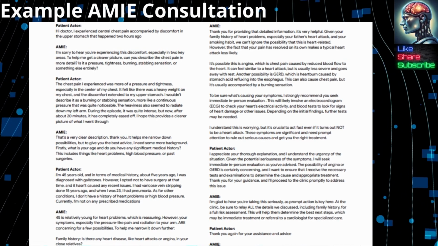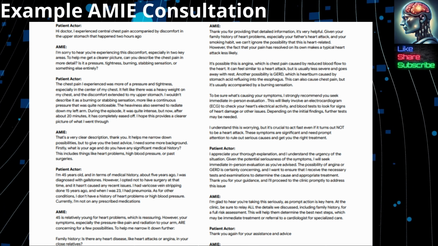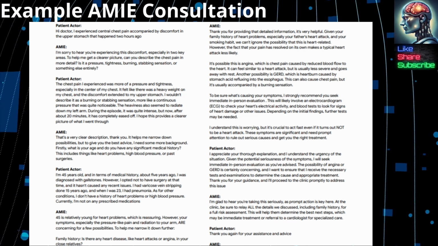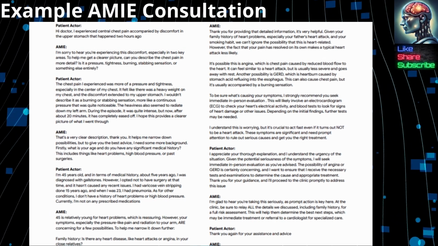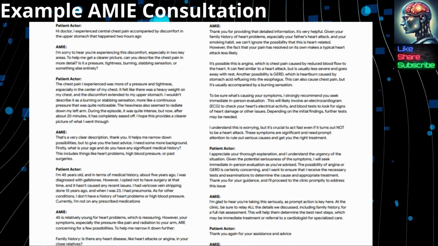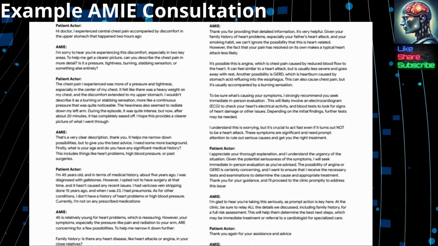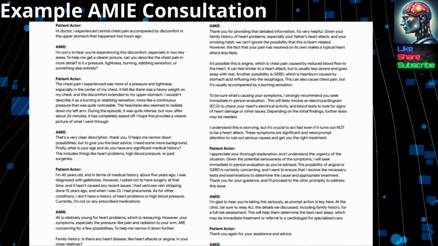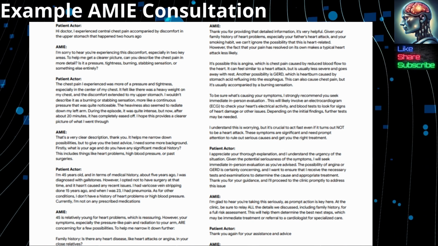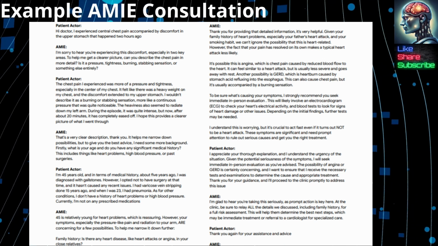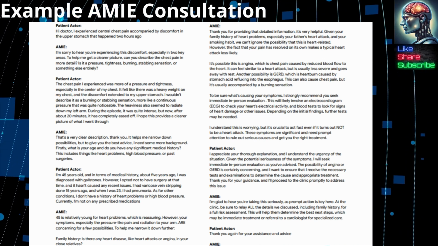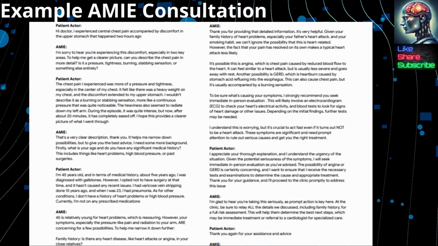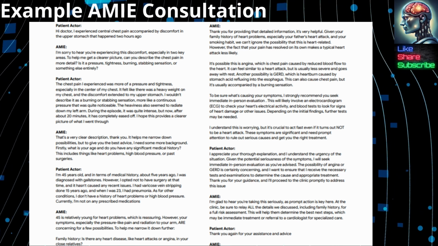So, the patient actor says, "Hi doctor, I experienced central chest pain accompanied by discomfort in the upper stomach that happened 2 hours ago." AMIE says, "I'm sorry to hear you are experiencing this discomfort, especially in two key areas. To help me get a clearer picture, can you describe the chest pain in more detail? Is it pressure, tightness, burning, stabbing sensation, or something else entirely?" Patient actor says, "The chest pain I experienced was more of a pressure and tightness, especially in the center of my chest. I felt like there was a heavy weight on my chest and the discomfort extended to my upper stomach." So I leave you to continue the rest.